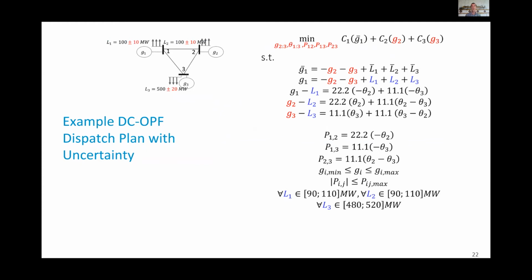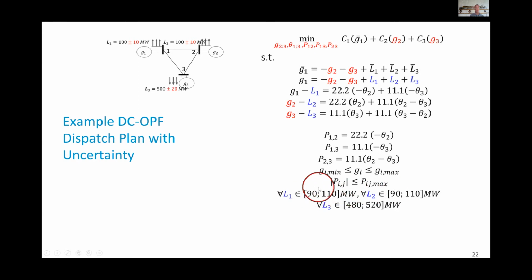Let's do this for our DC OPF. Here, we have to compute the average, the expected cost when nature plays L1, L2, L3. What do we know about nature? Well, we don't know much. We know the confidence intervals for the prediction here.